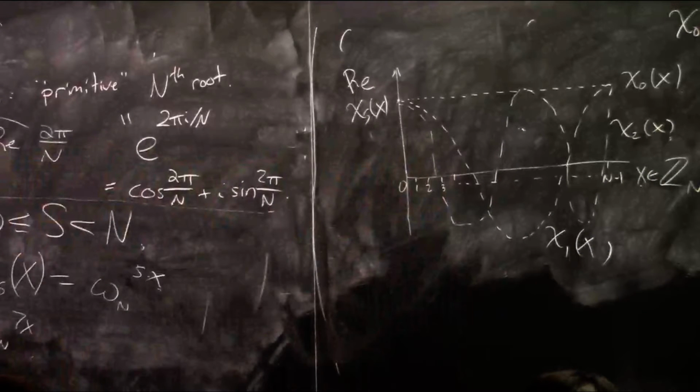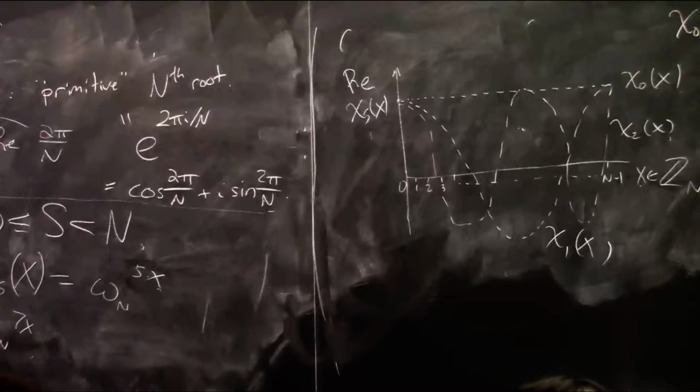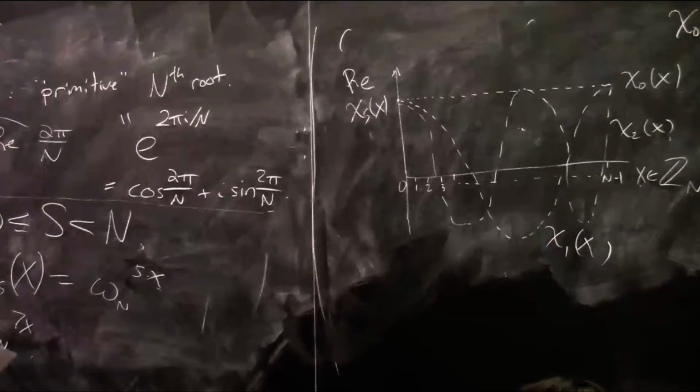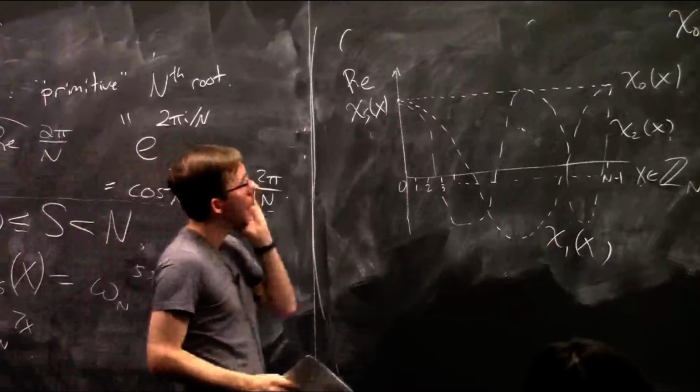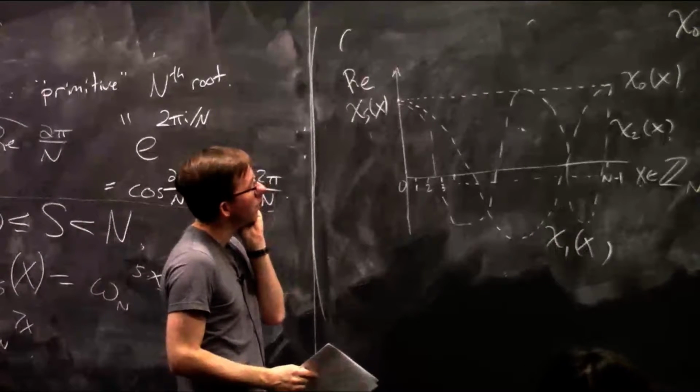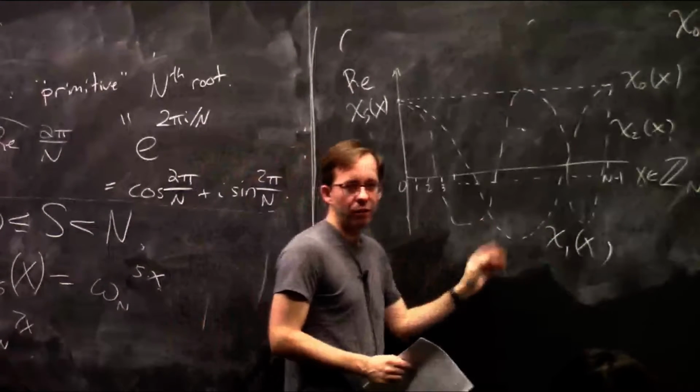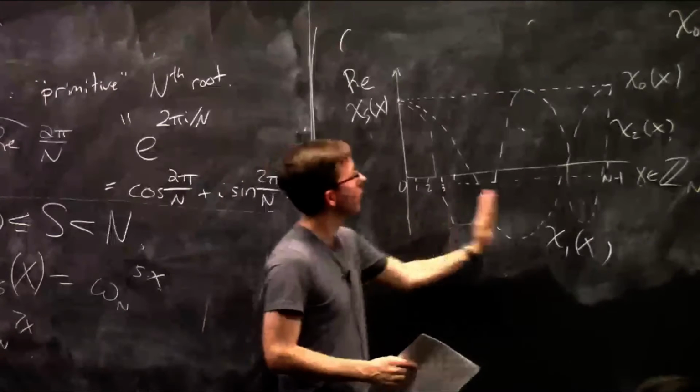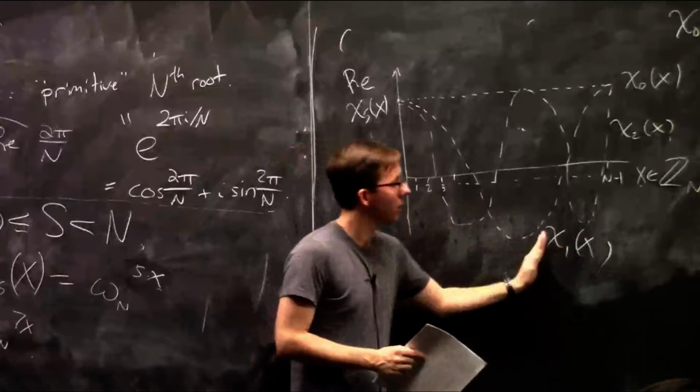So the real parts look like these discrete cosines, and the complex parts look like discrete sines. But we're not going to talk much about sines and cosines. The main thing is that these things are periodic, kind of. This chi 2 repeats every half, and chi 3 repeats every third chunk.